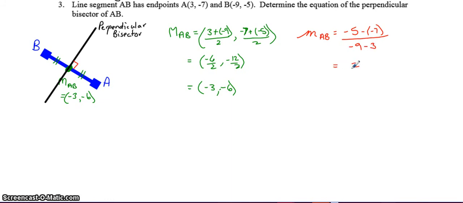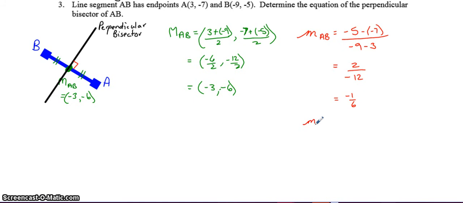That works out to 2 over negative 12. Now when you put this into lowest terms, 2 over 12 is 1 over 6. And when there's only one negative sign, keep it up at the numerator. So that is the slope of AB.